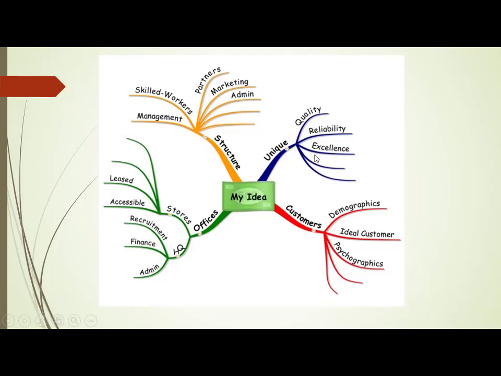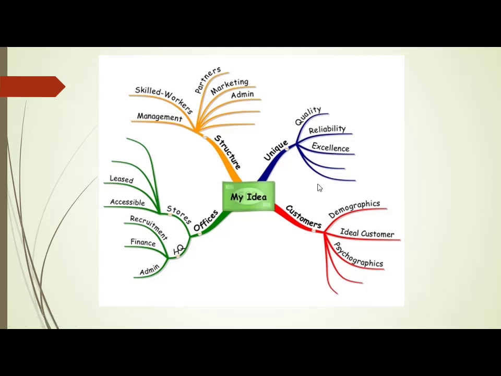So there is no logical sequence anywhere. It is totally unstructured. Okay, there is no sequence at all. Customers will give you demographics, ideal customer, psychographics, unique quality, reliability, excellence. All these are coming as ideas, and you put all these ideas in the form of this tree-like structure. Now this is called idea mapping.